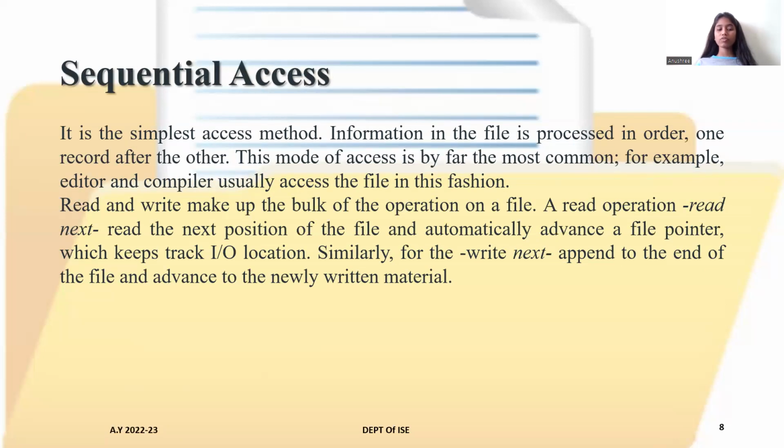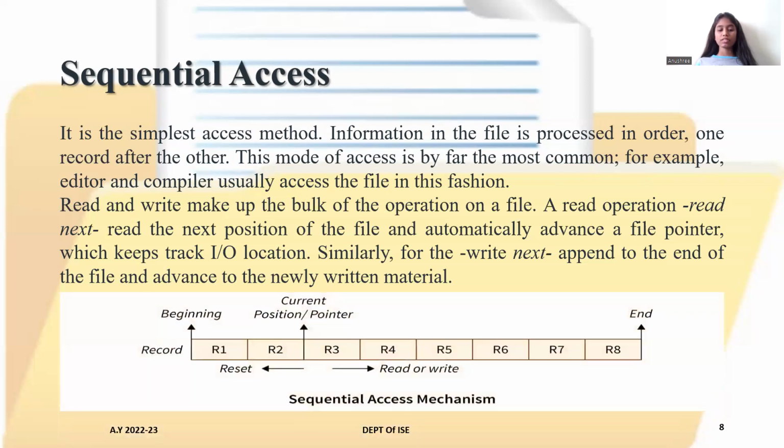A read operation reads the next portion of the file and automatically advances a file pointer, which keeps track of the I/O location. Similarly, a write appends to the end of the file and advances to the newly written material. In this diagram, you can see the representation of a sequential access mechanism in which the file is processed in order, one record after the other.